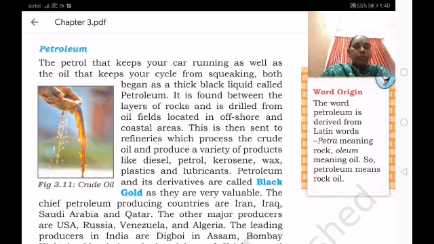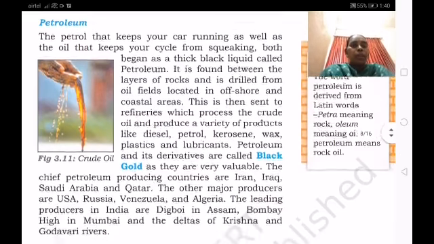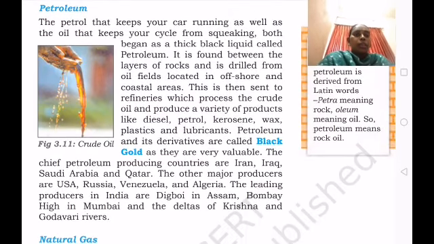Petroleum and its derivatives are called black gold as they are very valuable. So we are getting different products from crude oil and petroleum. It is called black gold as they are very valuable.